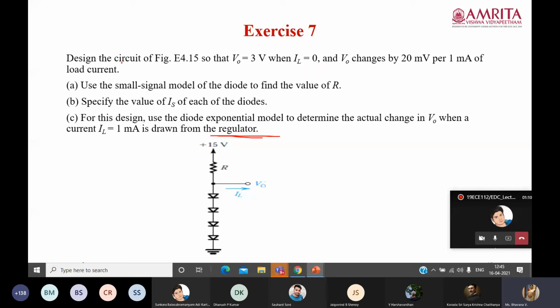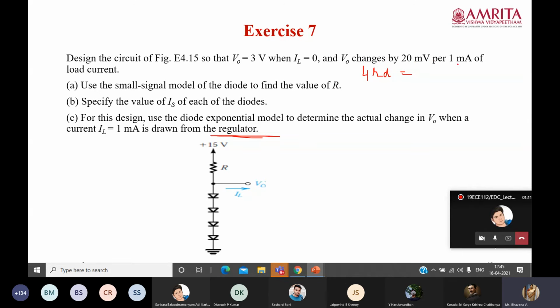Read the question. Design the circuit so that V0 is equal to 3 volts when IL equals 0 and V0 changes by 20 millivolts per 1 milliampere of load current. So what will be the total incremental resistance? 4 diodes are there, so I can take the total incremental resistance as equal to 4RD. What will be 4RD? It will be given in the question.